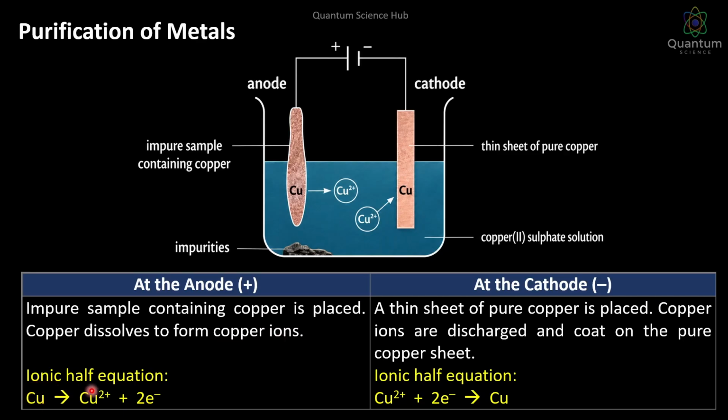So atoms will become ions, and this is the ionic half equation. While at the cathode, a thin sheet of pure copper is placed and the copper ions are discharged and coated on the pure copper sheet. And this is the ionic half equation. So ions become atoms.